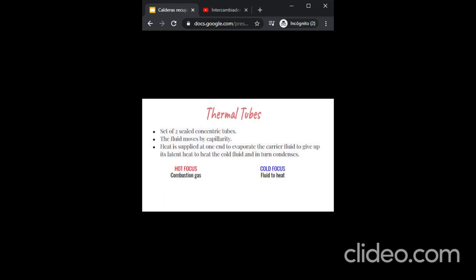In this part, the thermal tubes. This system is a set of two sealed concentric tubes. The liquid moves by capillarity. This system is divided in two parts, the cool side and the hot side. One of the parts of the system is heated to evaporate the fluid, and it evaporates to transfer the heat to the cooled side, where part of the vapor condenses.